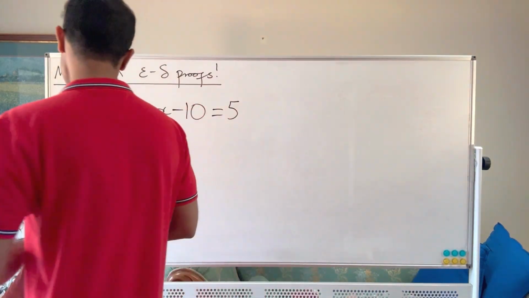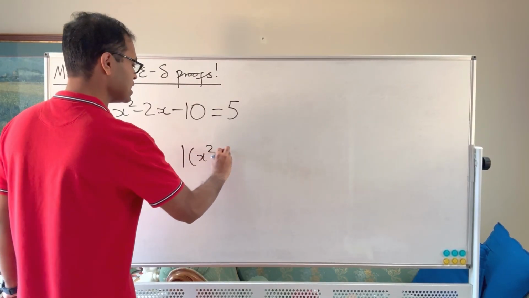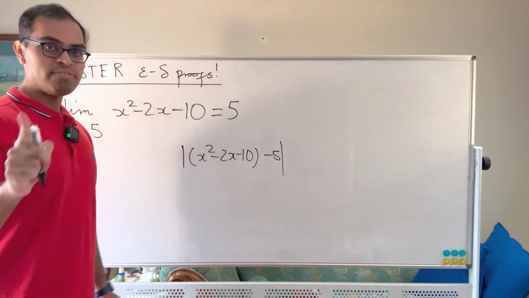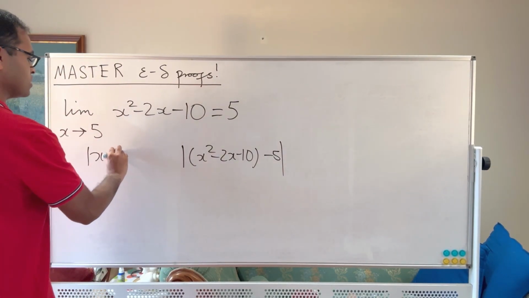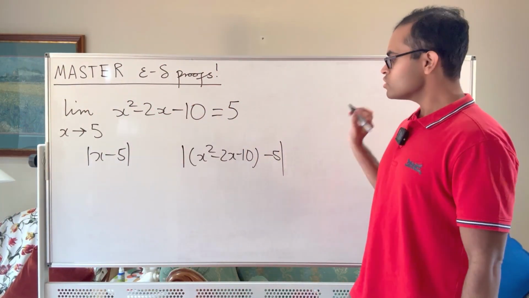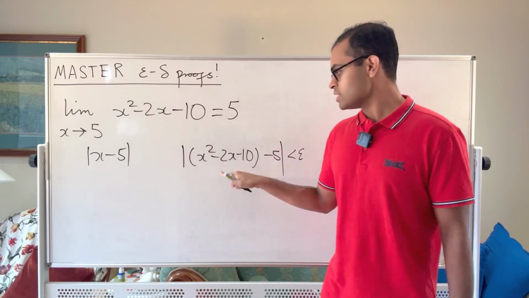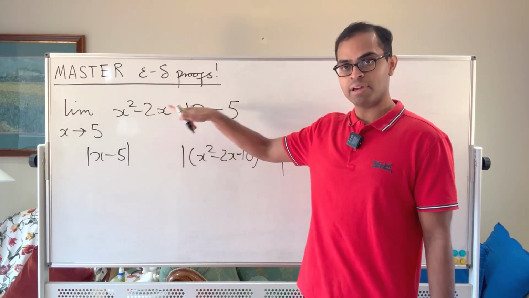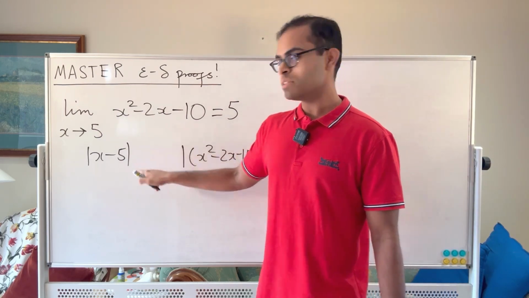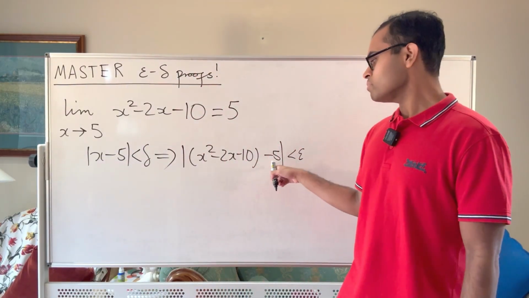So again, I'm going to write this out. We want to make the absolute value of x squared minus 2x minus 10 minus 5 small, given that the absolute value of x minus 5 is small. I'm phrasing this in a number of ways to intuitively connect it to the epsilon delta proof. In other words, we play a game. If I want this to be less than epsilon, if I want this distance to be small, in other words, this x squared minus 2x minus 10 to approach 5, you're going to tell me a delta so that as long as the absolute value of x minus 5 is less than delta, I can guarantee that my x squared minus 2x minus 10 will be that close to 5.